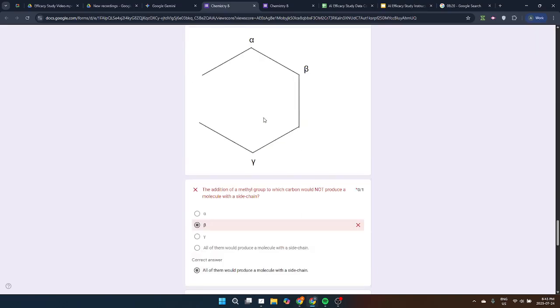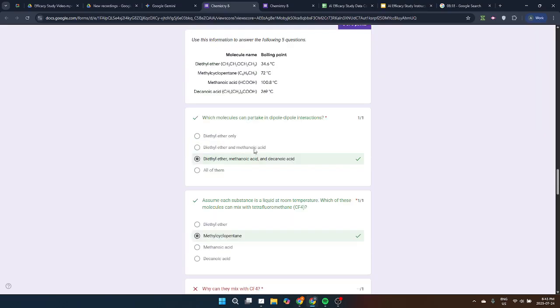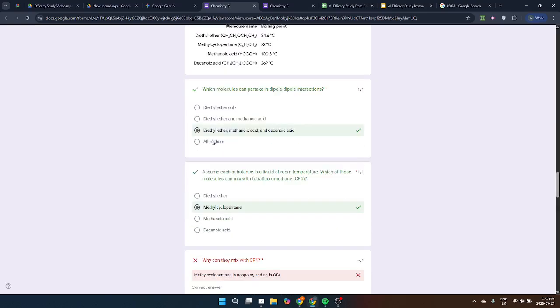Okay, moving on to what other sections are. I've got to speed up here. This next section is just properties of these organic compounds. Basically, it gives you this, and then a few questions about its properties.